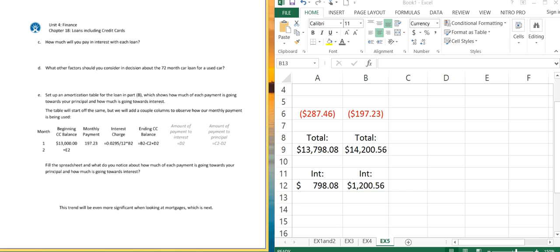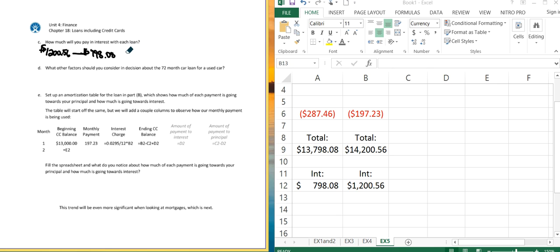So what I spent in interest on the second loan, the longer one, the 72-month loan, was $1,200.56. That was how much I ended up being charged in interest, minus the shorter loan, which was for 4 years, which again, car loans, ask your parents or whatever, typically it was always just like 3 years. That's the $798.08.